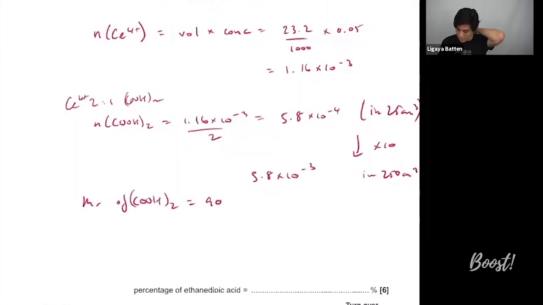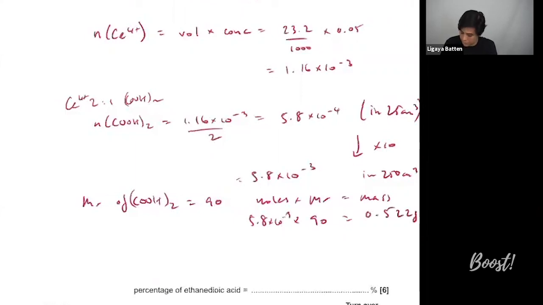So then we do the moles times the Mr to get the mass. So 5.8 times 10 to the minus 3 times 90 gives us 0.522 grams. That's how much mass of the ethanedioate was in the original rhubarb.